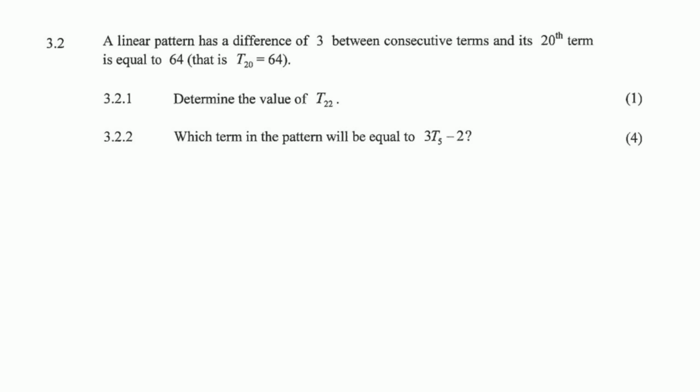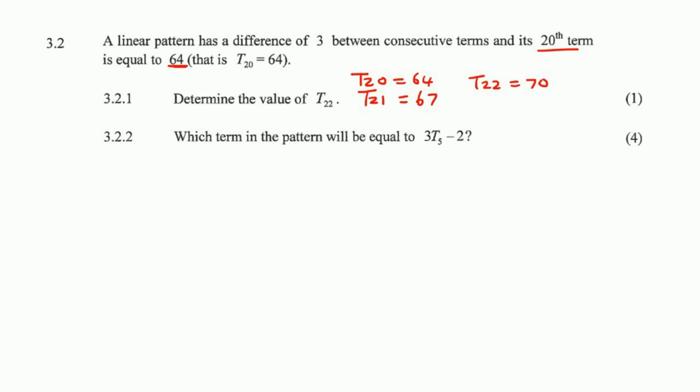A linear pattern has a difference of 3 between the consecutive terms, and its 20th term is equal to 64. So determine the value of term 22. Okay, so this one's only for 1 mark. Why? Well, it's easy. If term 20 is equal to 64, then term 21 would be 67, because you're adding on 3, and then term 22 would be 70, because you're adding on another 3, and so that is how you would get term 22 as 70.